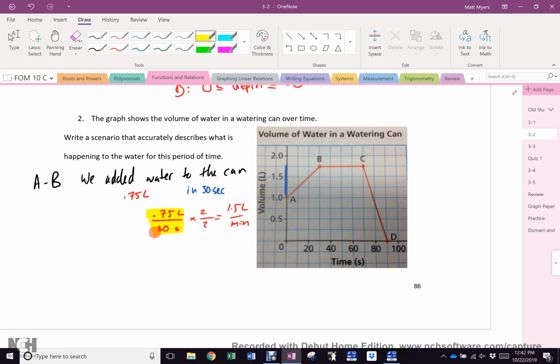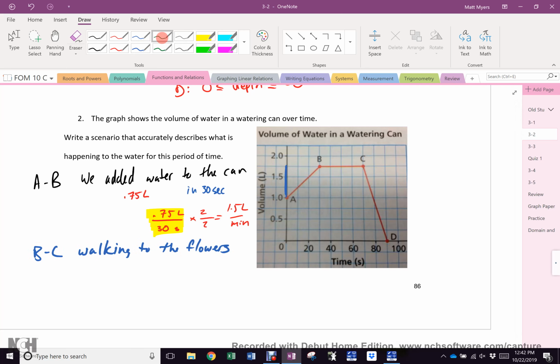Everybody agree? Okay, what's happening from B to C? The water stays the same. Now, what could actually be happening there? Because I say I want to know what's going on. So, okay, I picked up the watering can. I started filling it up. What's going on from B to C? I carry the water can somewhere. Right? The volume doesn't change. Time moves on because I am carrying the watering can over to the flowers. Everybody good? 4 out of 4. No problem. B to C. I'm walking to the flowers. Whatever. Right?